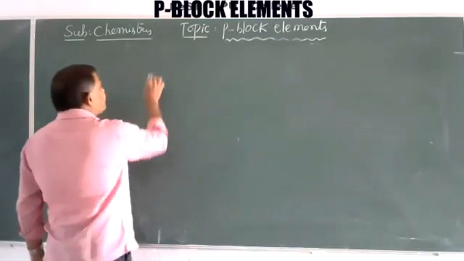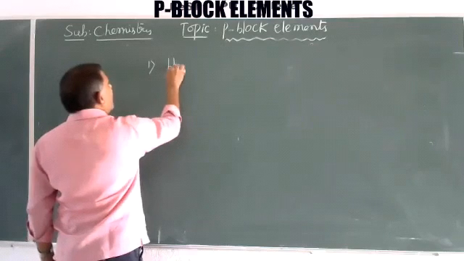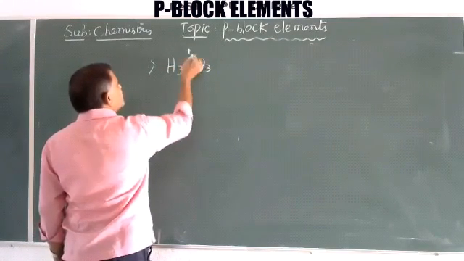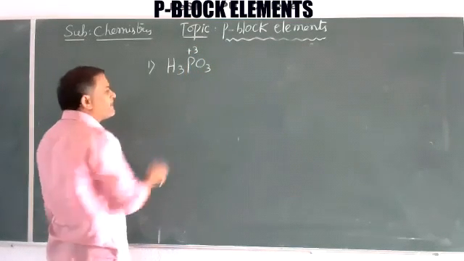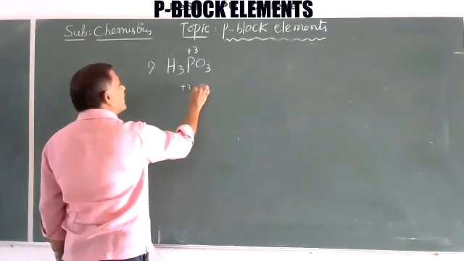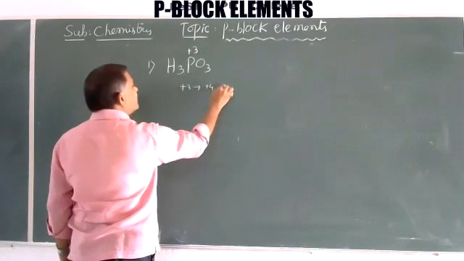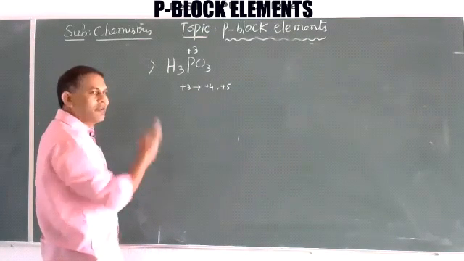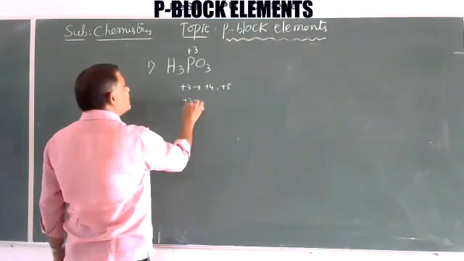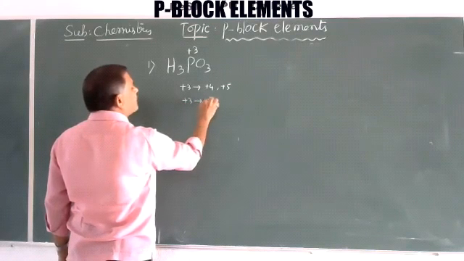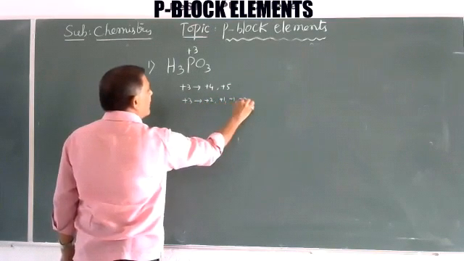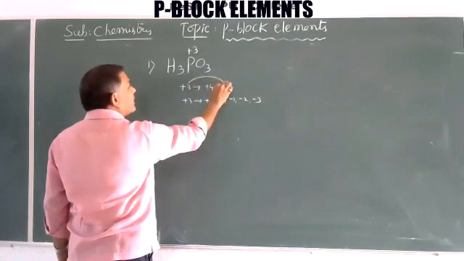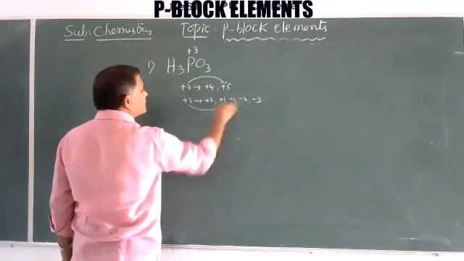So here we know H3PO3. In this, the oxidation state of phosphorus is +3. So it can go from +3 to a higher oxidation state like +4 and +5, not +6, because the maximum number of valence electrons is only 5. And from +3 to a lower oxidation state like +2, +1, -1, -2, -3. That is, +3 goes to a higher oxidation state as well as a lower oxidation state.